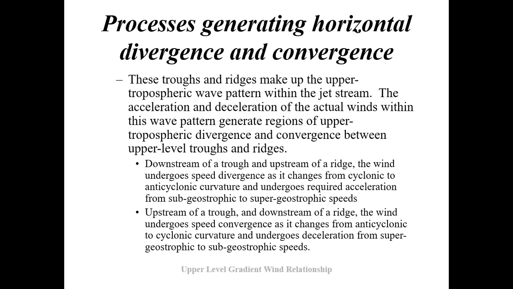Generally, downstream of a trough and upstream of a ridge, the wind undergoes speed divergence as it changes from a cyclonic to an anticyclonic curvature. The air undergoes required acceleration, or speeding up, from a subgeostrophic state to a supergeostrophic state. On the other hand, conversely, upstream of a trough and downstream of a ridge, the wind undergoes speed convergence as it changes from anticyclonic, the ridge, into a trough, cyclonic curvature. And if you are going to have speed convergence, you're adding mass in the upper levels of the air and you have sinking air motion, right?